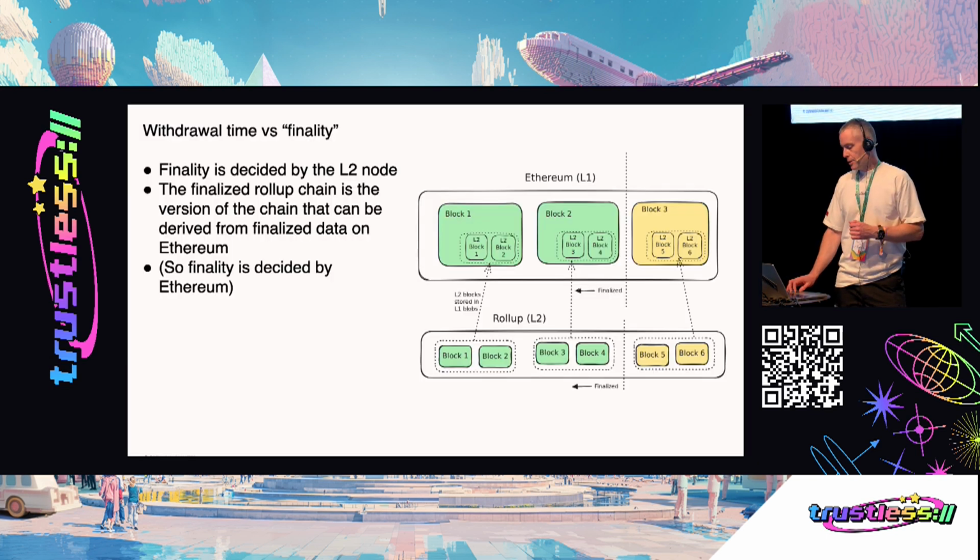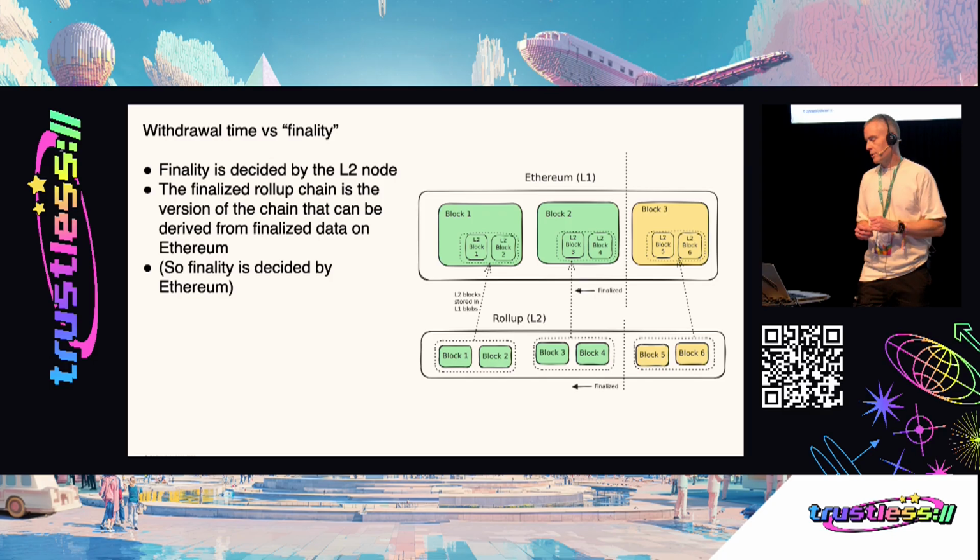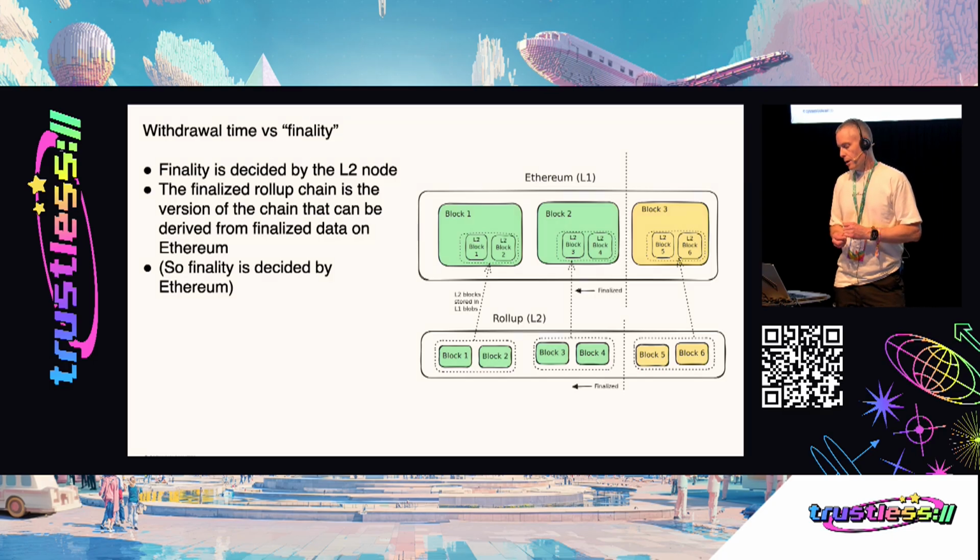Okay, so what does faster mean? First of all, I want to get something out of the way. Withdrawal time is not the same as finality. This is a bit of a side topic, but it's kind of a point of confusion. The finality, when we're talking about, say, an optimistic rollup taking 7 days, it doesn't take 7 days for the chain to finalize. The finalized rollup chain is really, first of all, determined by the node, and that's the source of truth.